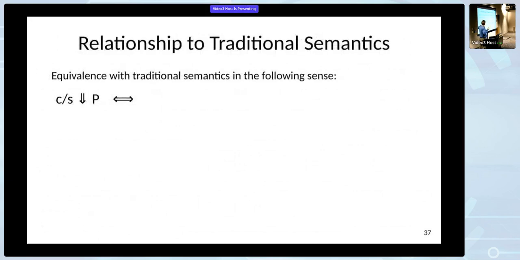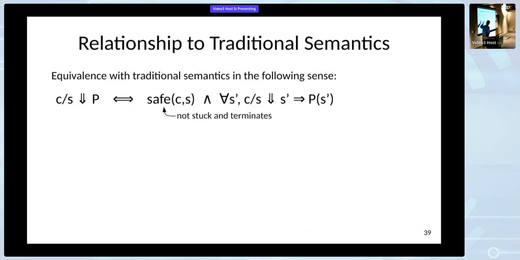Now, some relationship to traditional semantics. There is an equivalence between our Omnisemantics Bigstep judgment and traditional operational semantics in the following sense. You also need to add this safety judgment, and here I define this to mean the term is not stuck and also terminates. I will talk more about termination and non-determinism, how we're not very good there, later. And so that's the equivalence.